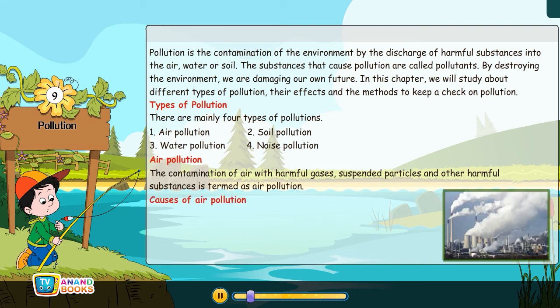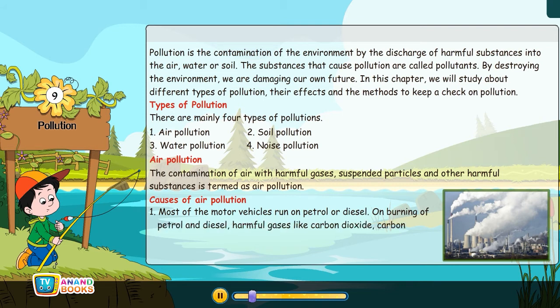Causes of air pollution. Most of the motor vehicles run on petrol or diesel. On burning of petrol and diesel, harmful gases like carbon dioxide, carbon monoxide, and sulfur dioxide are released into air. These gases pollute the air.